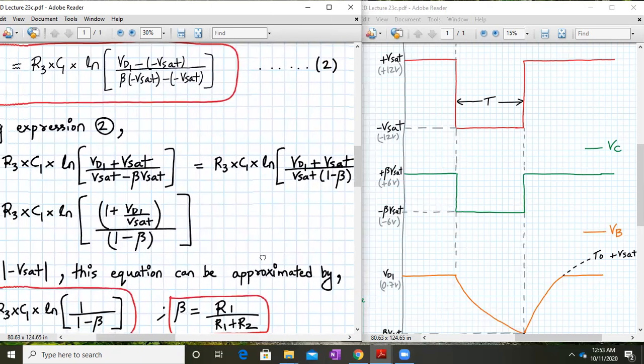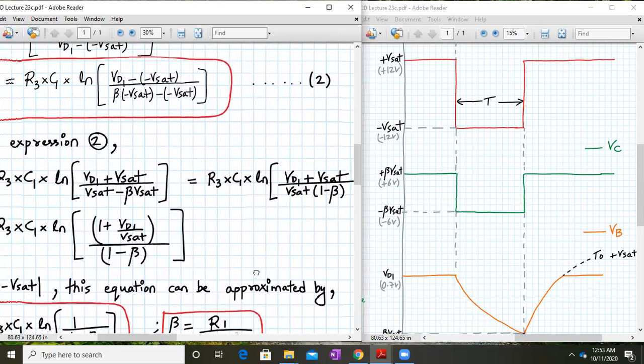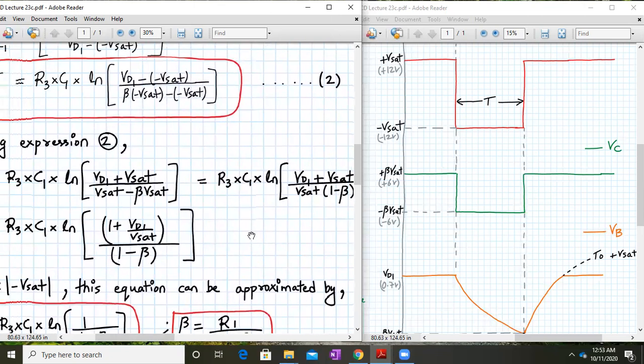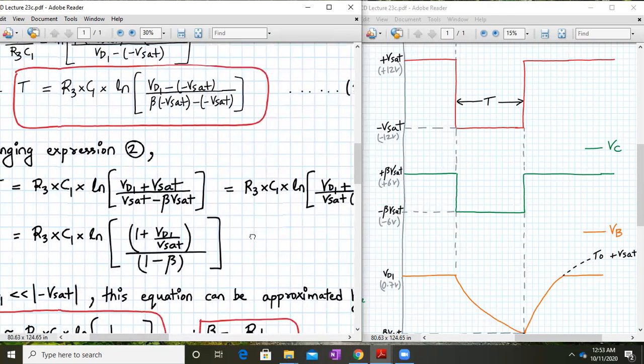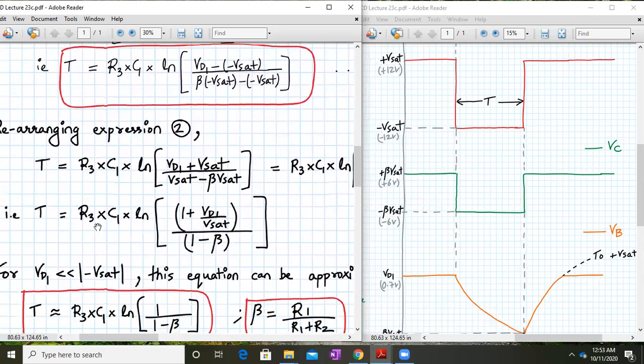Okay, now what we do is we divide the numerator and denominator inside the natural log by Vsat. So what do we have over here? We have capital T is equal to R3 into C1 natural log of numerator 1 plus Vd1 upon Vsat divided by 1 minus beta.